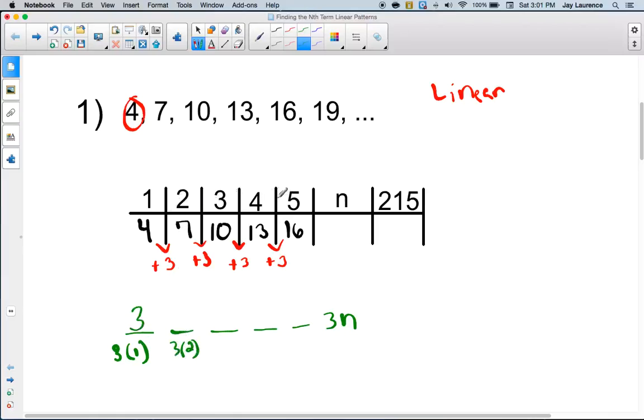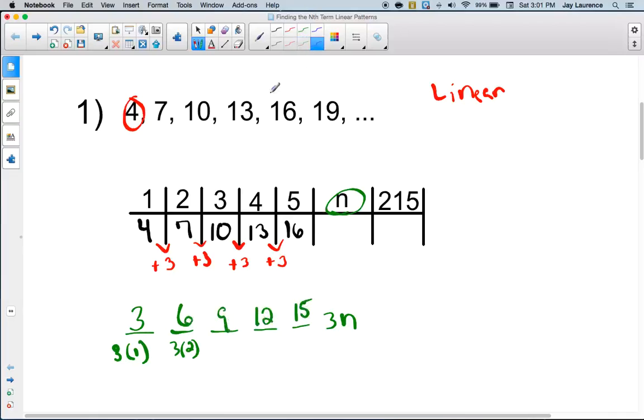See, these are my n numbers right here. 1, 2, 3, 4, 5, 215. They're all n. How do I know? Well, there's an n right there, right? These are the nth number, whichever one I'm stopping at, nth term. So 3 times 2 is 6, okay? And then I'll have 9. 3 times 3 is 9. 3 times 4 is 12. And 3 times 5 is 15.